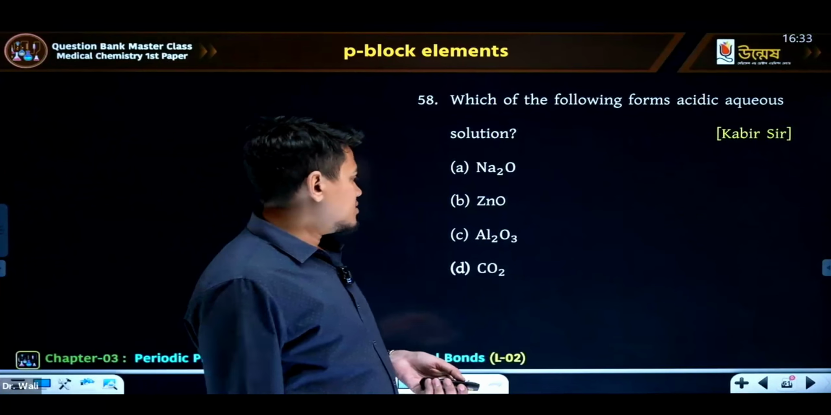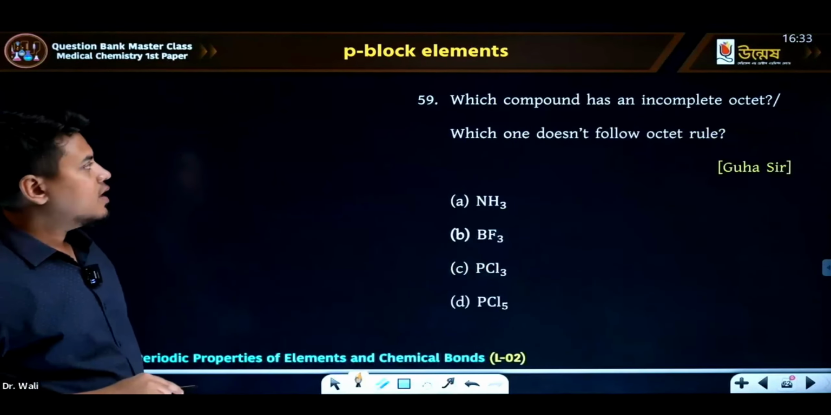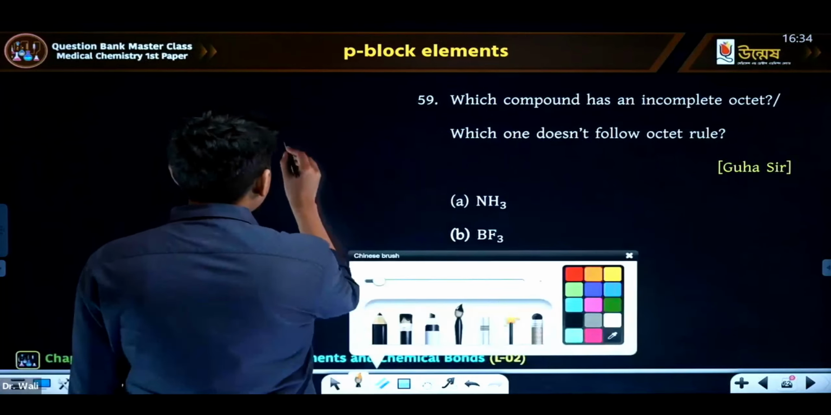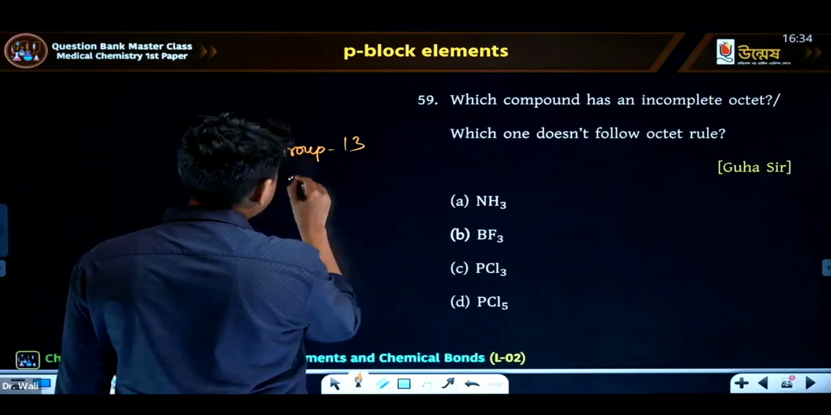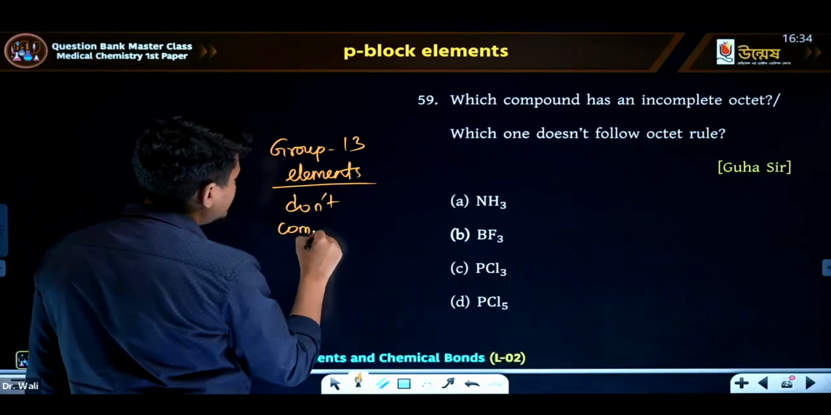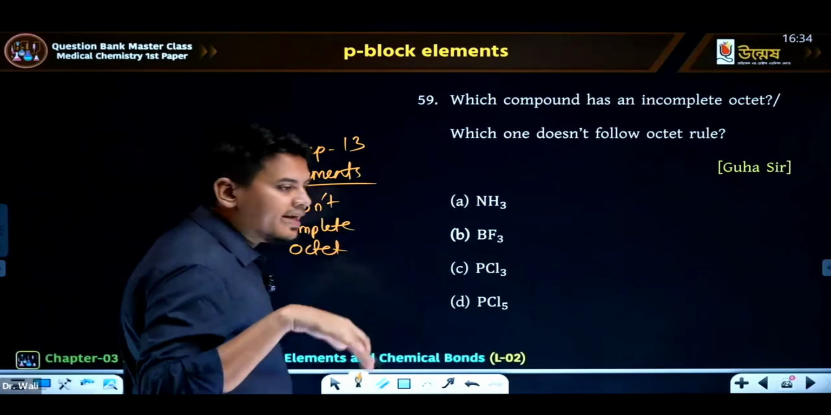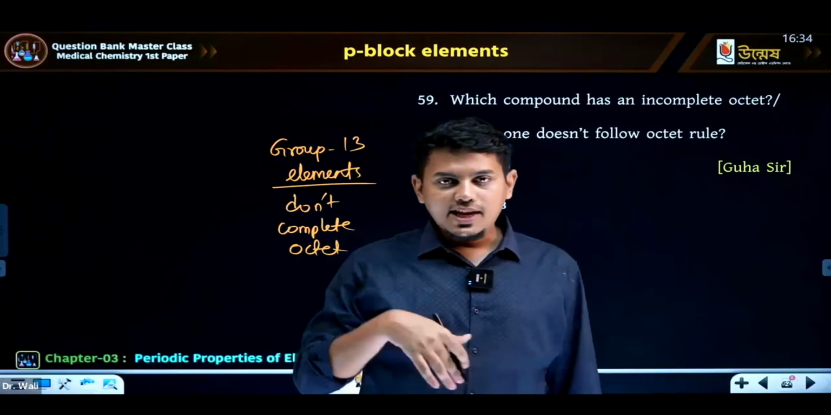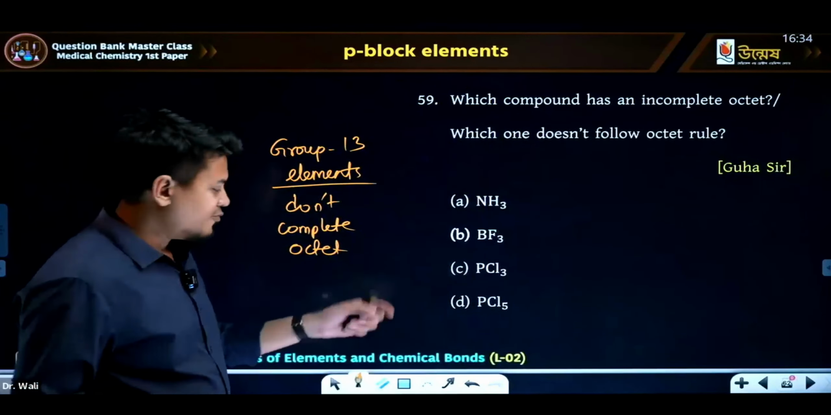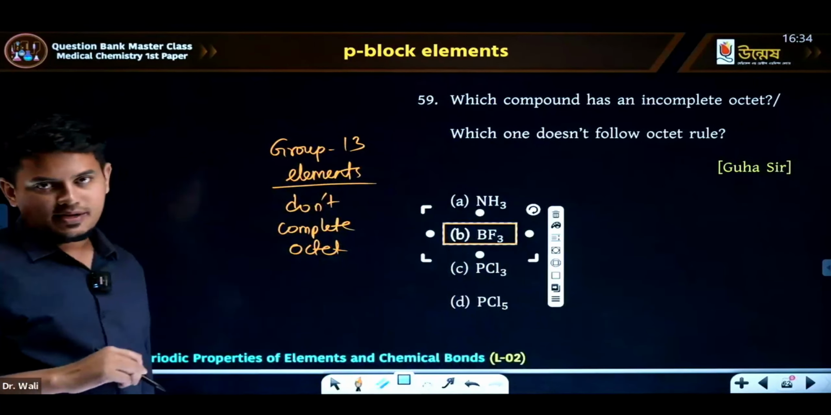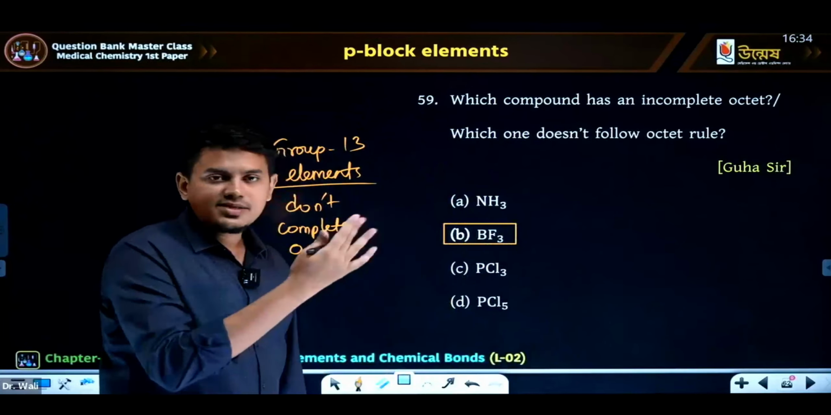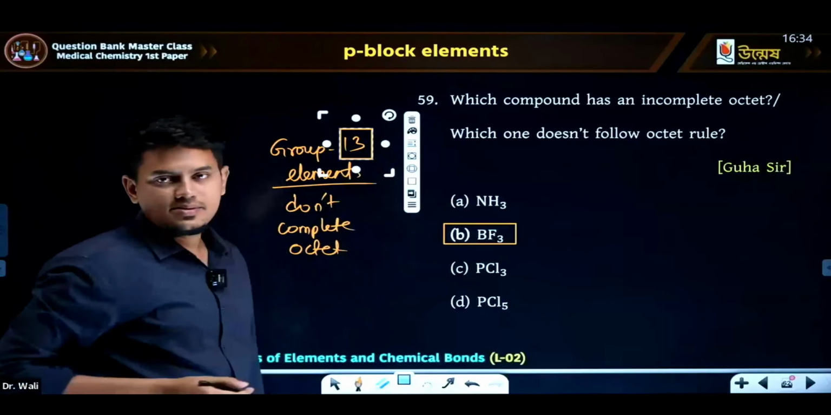Which of the following forms acidic aqueous solution? Acidic aqueous solution will be generated by carbon dioxide. Which compound has an incomplete octet? Which one does not follow the octet rule? You should know that the group 13 elements usually do not complete their octet. Normally, they form compounds where they are electron deficient. They lack electrons. That's how they generate electrophiles. So actually, this question is asking which one is an electrophile, and we can see that boron trifluoride is certainly the compound where the octet of boron is not complete. So the answer will be B. And in such questions, we try to answer from the group 13 elements.